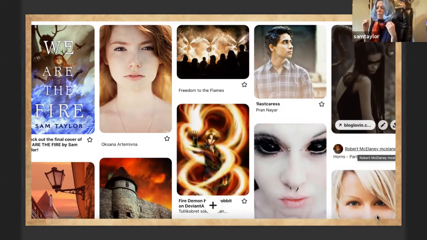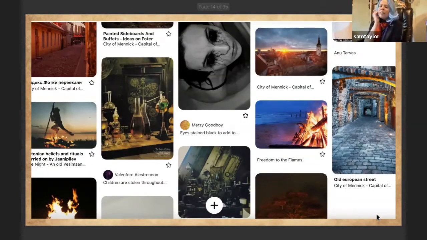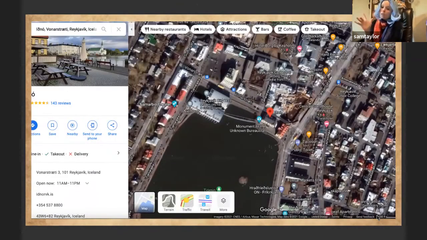Take a look at them, and boom, I'm there instantly in the world. A good way to get myself in the right headspace for writing. So I absolutely built one. This is still up on my Pinterest. I've made it public. So you look me up, Sam Taylor, on Pinterest, you can see this board for We Are the Fire. And it was just how I helped get the wheels rolling in my mind to visualize the story I was creating.